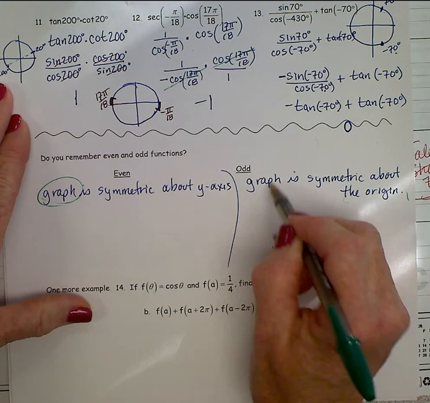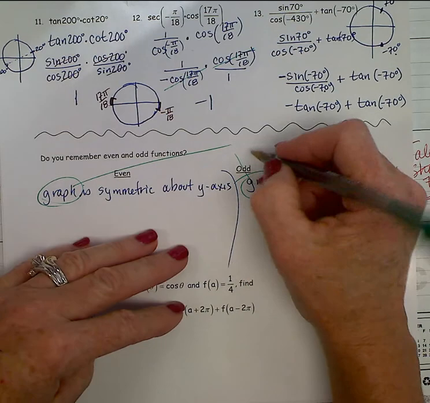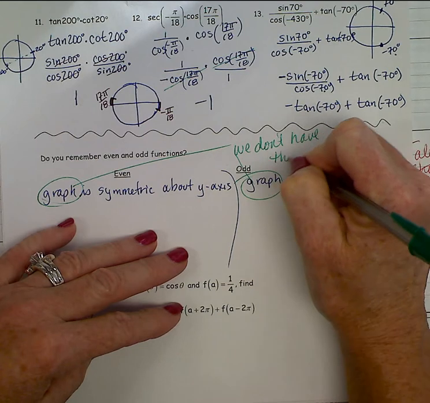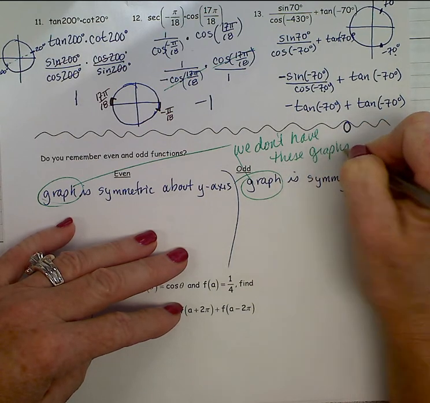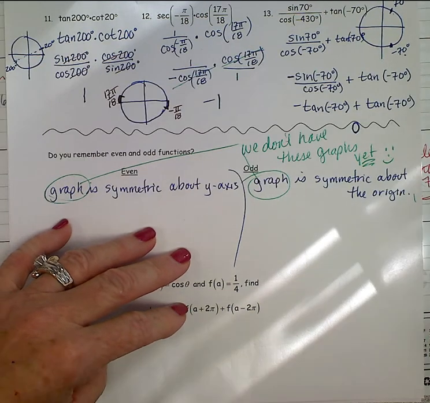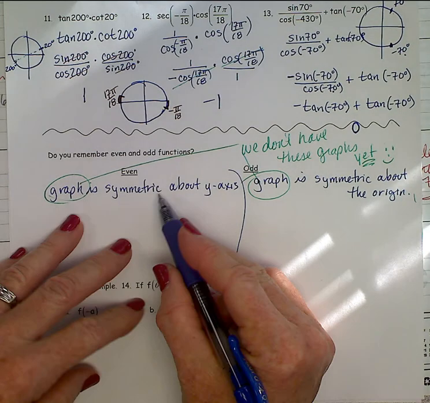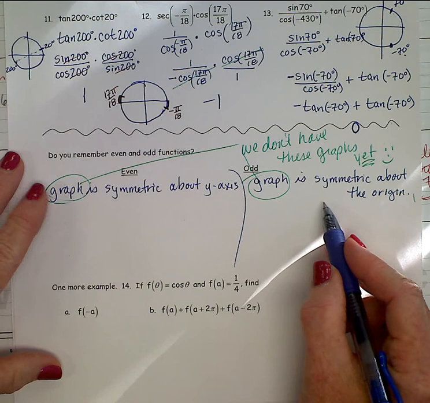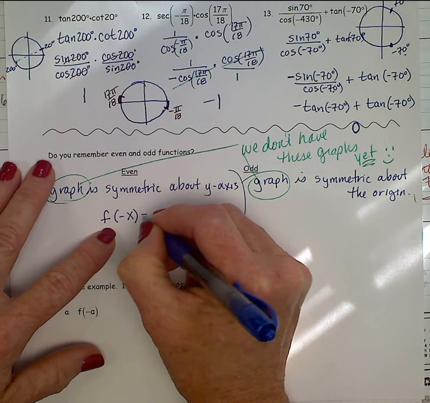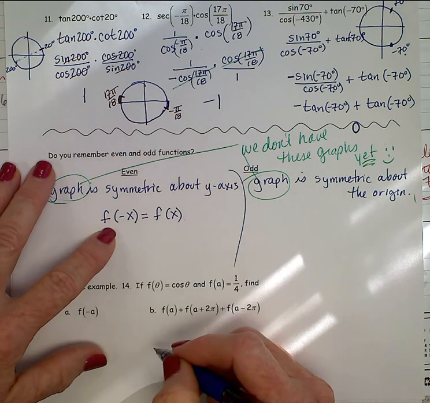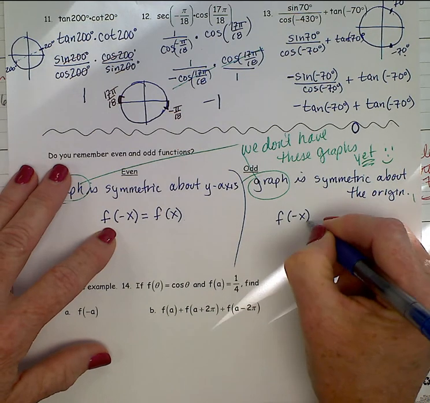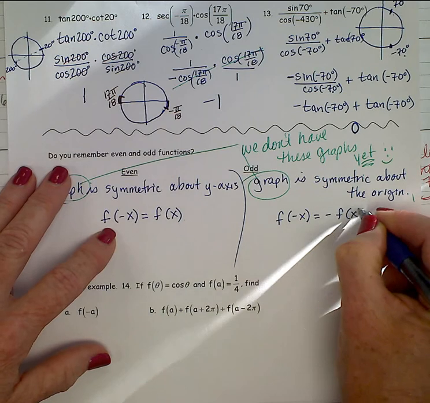Uh-oh. We don't have these graphs yet. They're coming very soon, actually. So, we have to go back to the formal definition of even and odd. An even function says that f of opposite x is exactly the same thing as f of x. An odd function says f of opposite x is the same thing as opposite f of x.